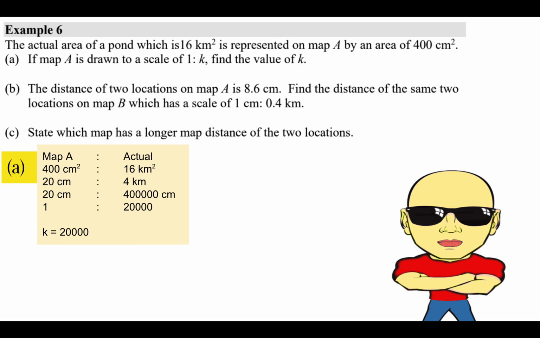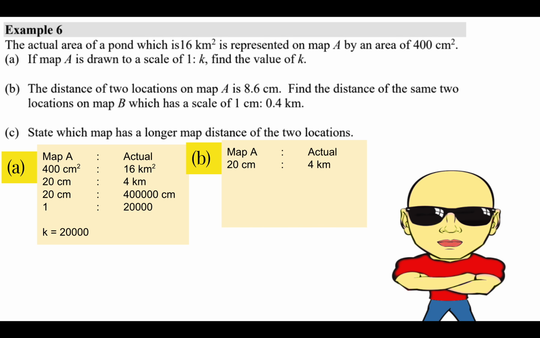Now part B, this time round we are told that the distance between two locations on map A is 8.6 centimeters. Find the distance of the same two locations on map B with a different scale now, 1 centimeter to 0.4 kilometers. So what's happening now? There are two maps here, map A and map B. So in order to get a proper comparison between map A and map B, we need to compare map A to actual and then actual to map B.